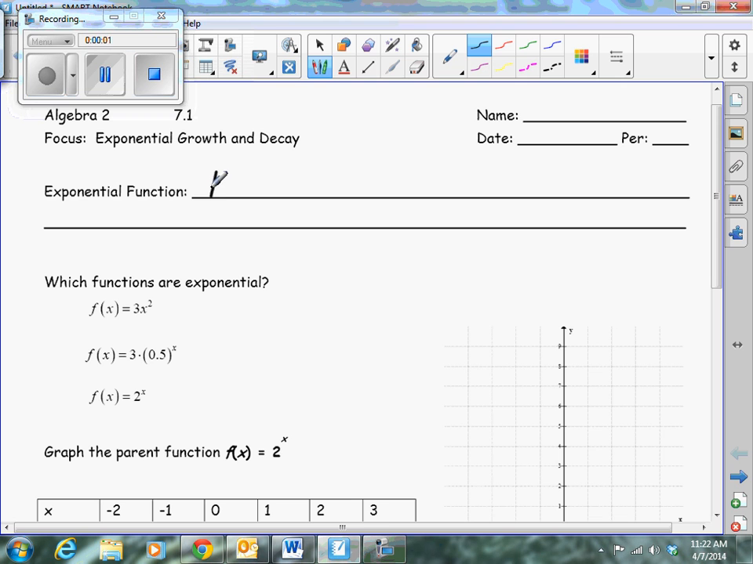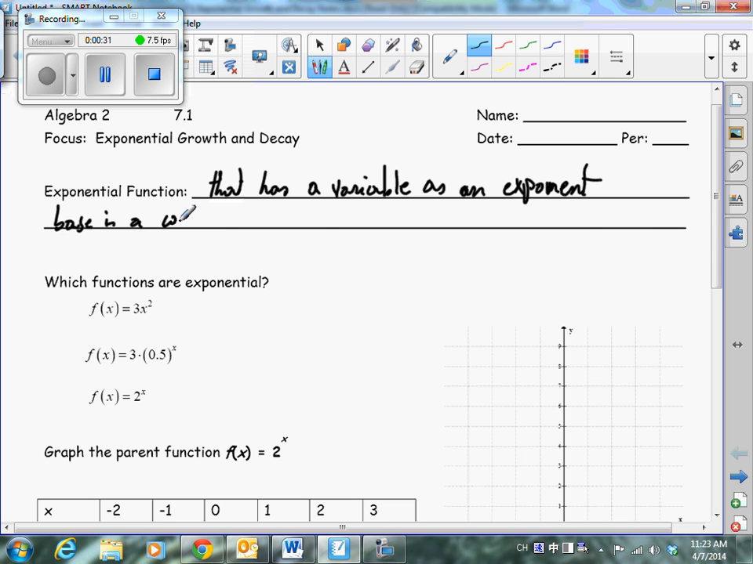An exponential function is a function that has a variable as an exponent, and the base is always a constant. Base is a constant.